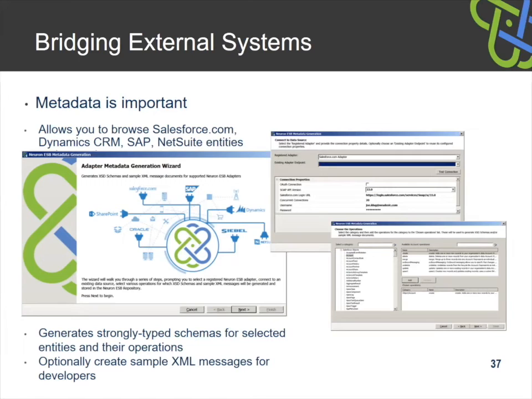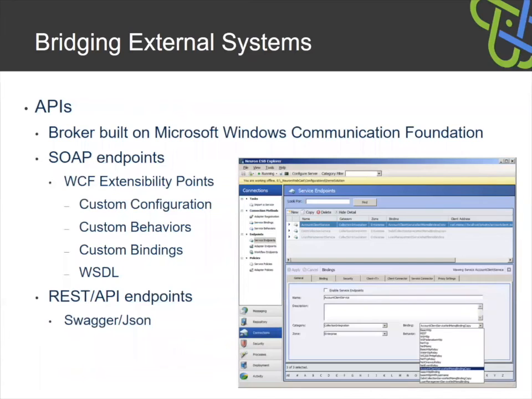And developers can even expose this with the adapter framework, where they can expose metadata to make it easy for other developers to connect to their systems. Now, the metadata wizard will auto-generate schemas for you, sample XML documents, even sample JSON documents. Takes a lot of the guesswork out for that developer. Now, another way to extend the system is when you're using APIs. Now, that might be SOAP endpoints or REST API endpoints.